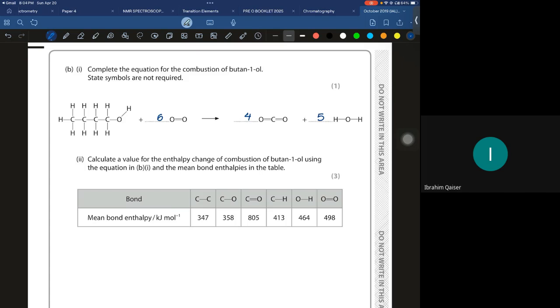Sir, the oxygens are balanced. It's a balanced equation, I think. So we have 13 oxygens on the reactants, and 13 on the products.